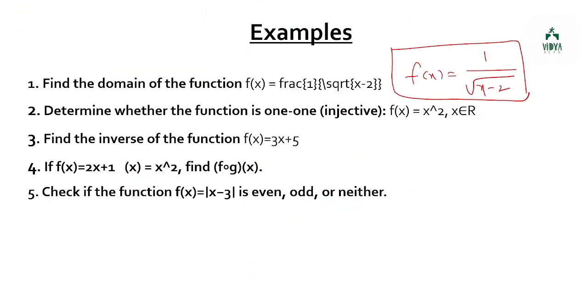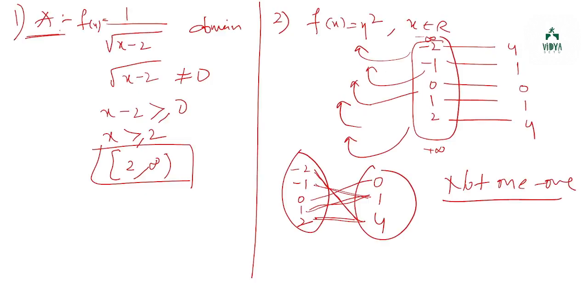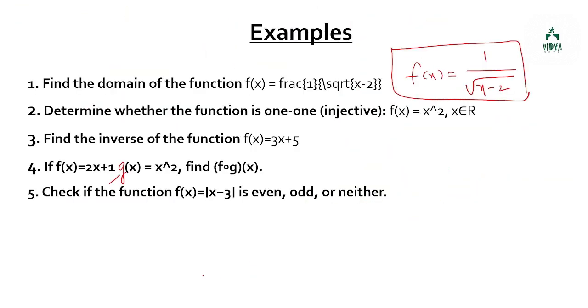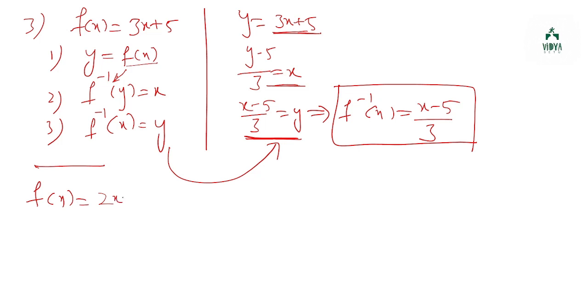Okay, done. So f of x is equal to 2x plus 1. This is g of x. g of x is equal to x square. Find f of g of x. They're asking f of g of x.